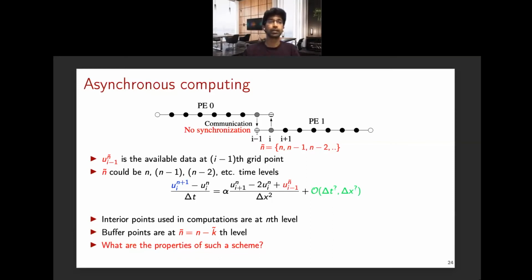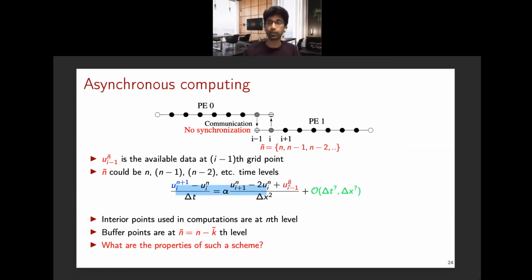That means the time level here need not be at nth level, but it can be any of these time levels. And as the arrival of messages between different processors in a network is random, this n tilde is a random variable, and it can take any of these values. Okay, at one time step it can take an nth value, in the second time step it can take n minus 1, and some other time step it can take n minus 3 value, and so on. Okay, so now this equation is not deterministic anymore, and this has the stochastic nature that comes up from the time level of the function that we have in the stencil operation.